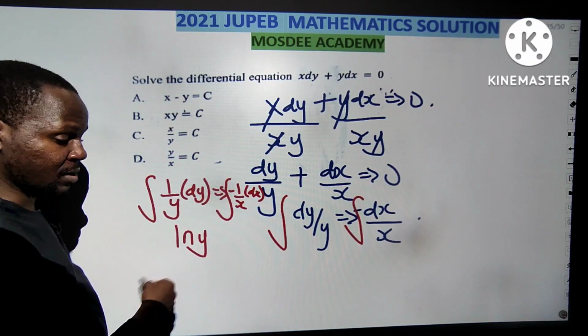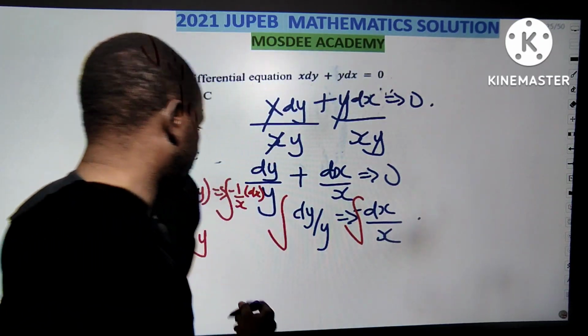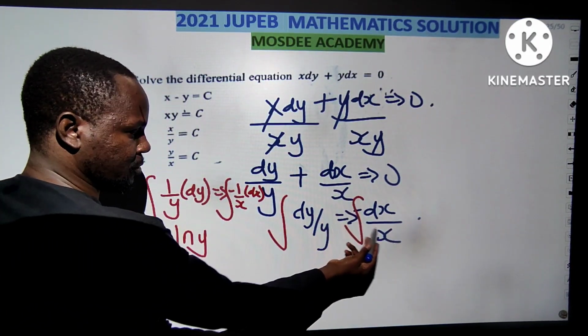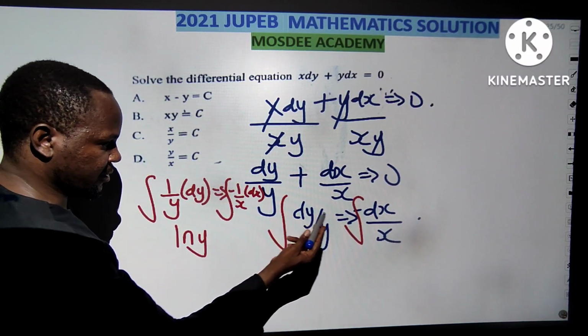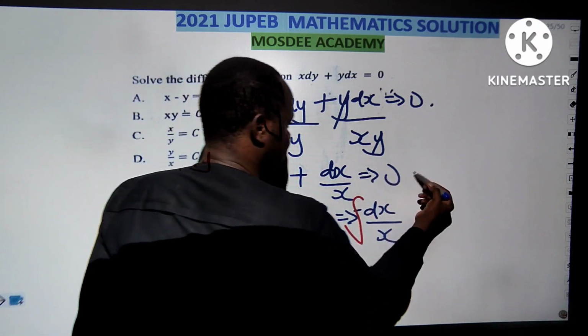Ln y, when I say ln, natural log of y. 1 over y is ln y. Hope you guys know that. Then you can do it from this side before you even move it, so that it will make more sense. Let it be at this side, so you are integrating both sides here. So just write it like this, guys.